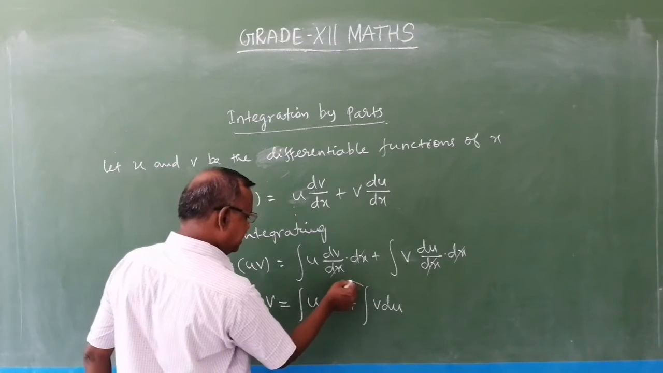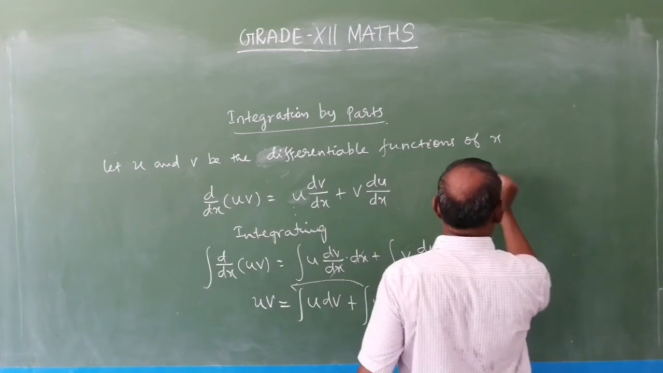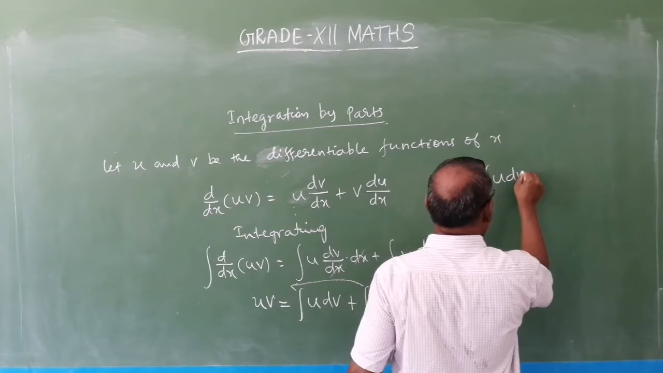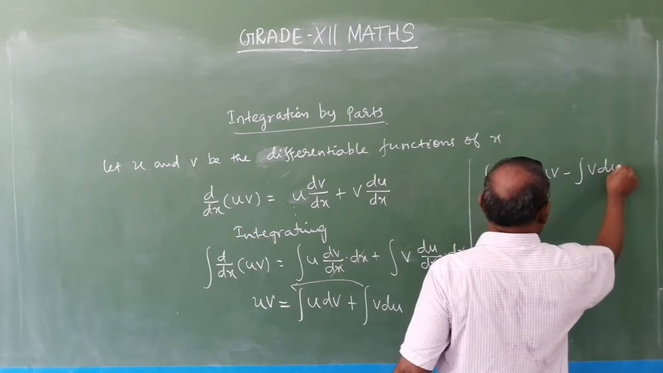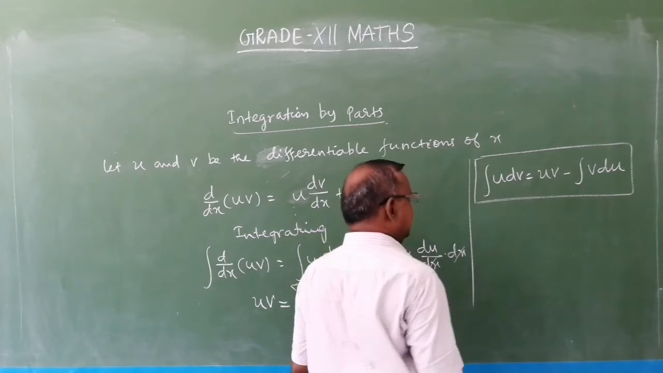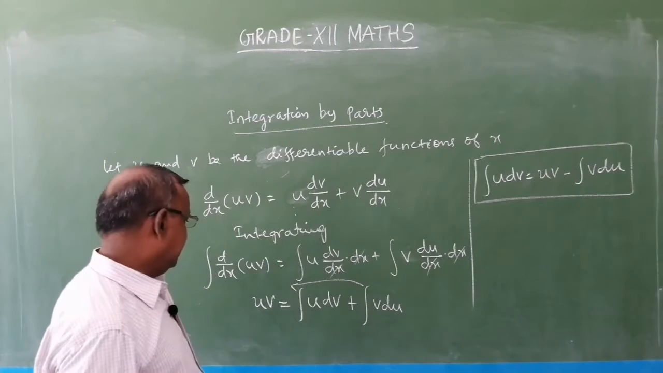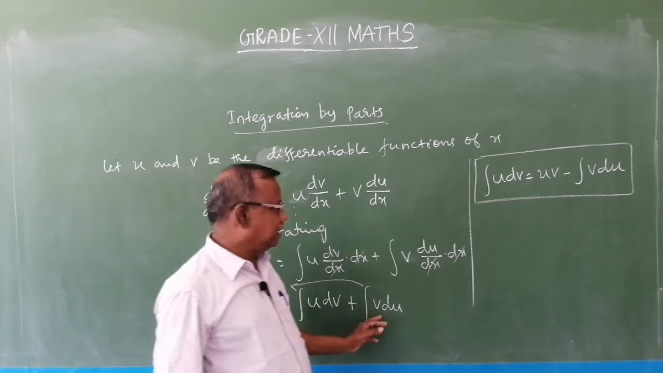Now, bring this integral to the left side, that is, we have integral u dv equals uv minus integral v du. So, this is the formula generally everyone follows. Integral u dv equals uv minus integral v du.